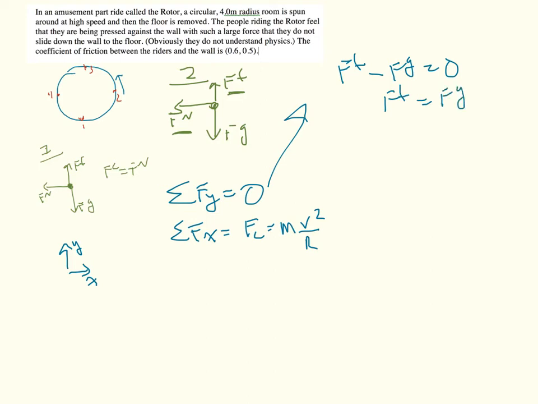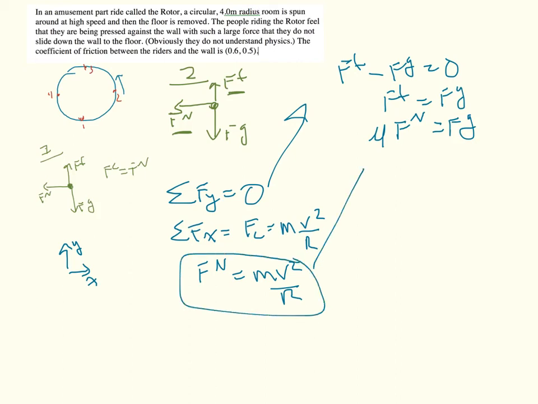We know the force of friction here is mu times the normal force, which equals the force of gravity. But from the x direction, we also know that the normal force has to equal mv squared over r. So we can use this expression: mu times mv squared over r equals mg, so that the m's cancel out. And so we can solve here for v. We find that v squared is gr over mu.